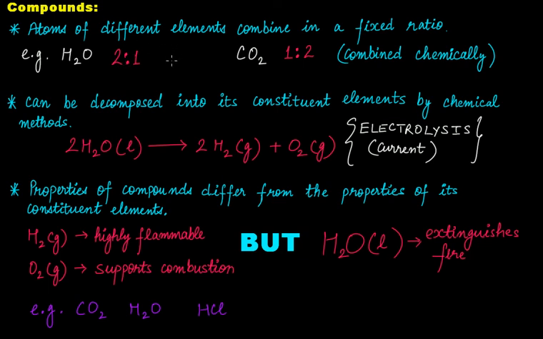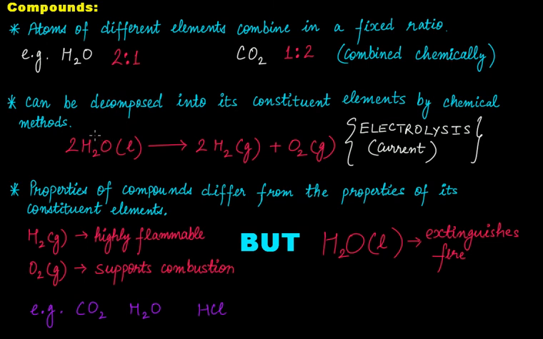One molecule of water, that is H2O, has the ratio 2:1, where the hydrogen atoms are twice the number of oxygen atoms, that is H2O, right? In CO2, one carbon atom with two oxygen atoms, that is 1:2, this ratio is fixed and they are combined chemically. They can be decomposed into their constituent elements by chemical methods, right?